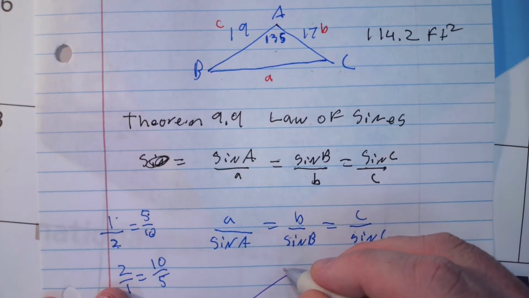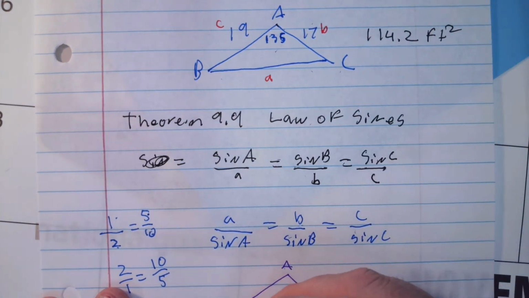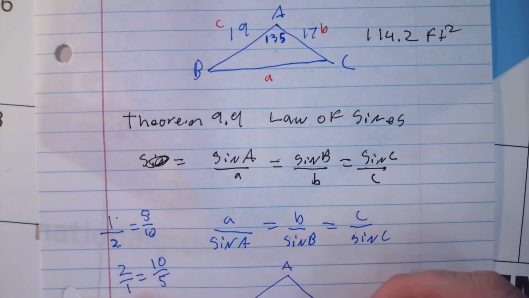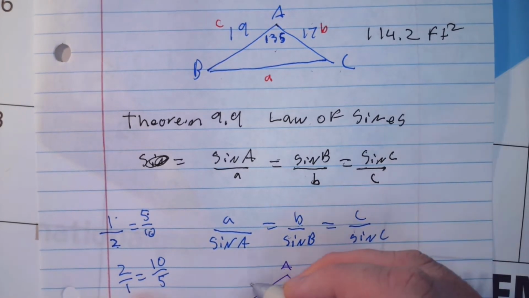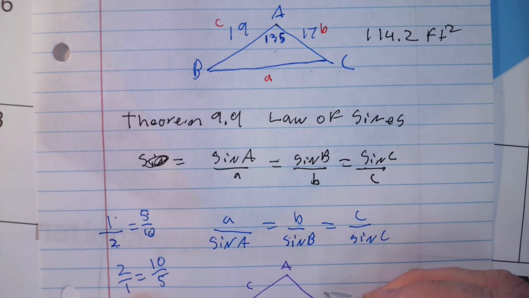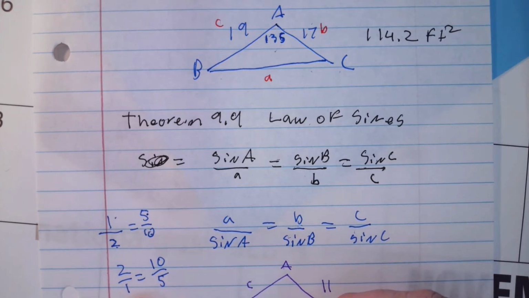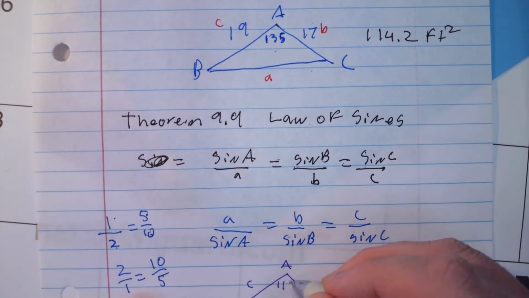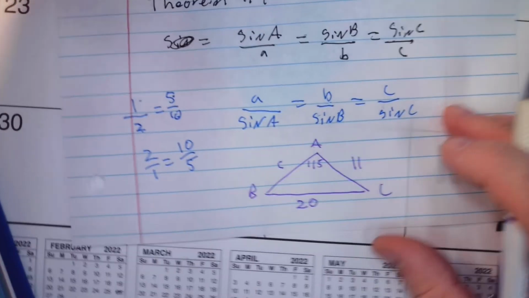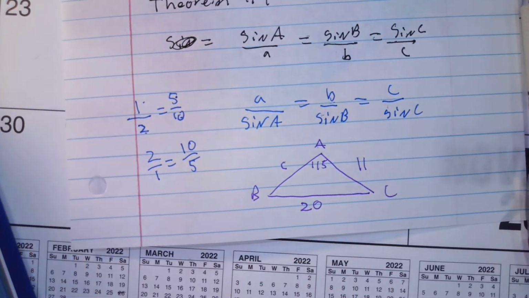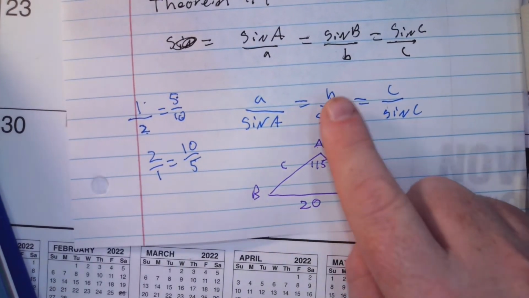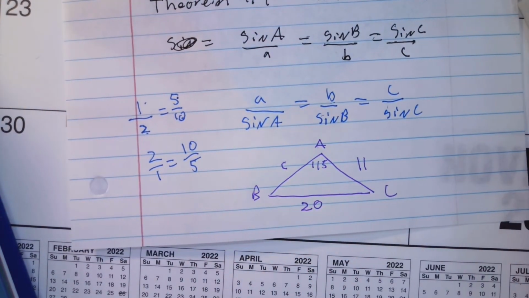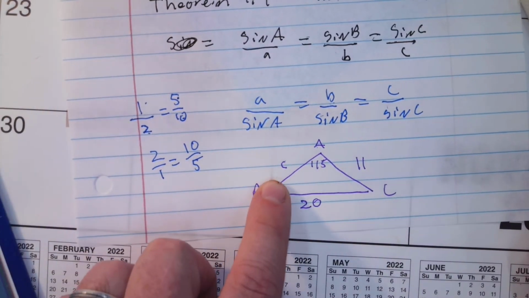And this is going to be A, B, C. And this is going to be little c. And this is going to be 11. This is going to be 20. That's good to know. And I'm going to be out of paper anyways. This is a triangle, and we're going to use this law of sines to solve for C.